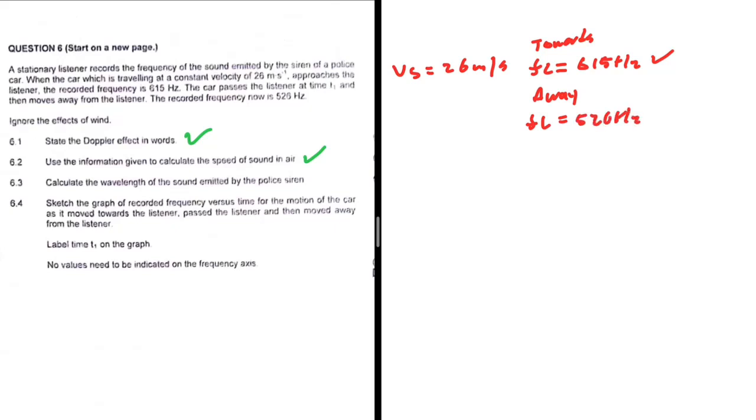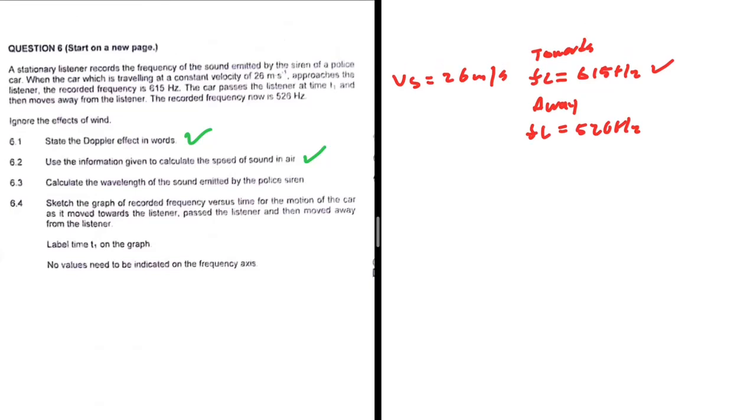Use the information given to calculate the speed of sound in air. Okay, not quite sure how we're going to do this one, but take a look at this. Let's stick to the basics. Let's start with this case where the kite is moving towards.